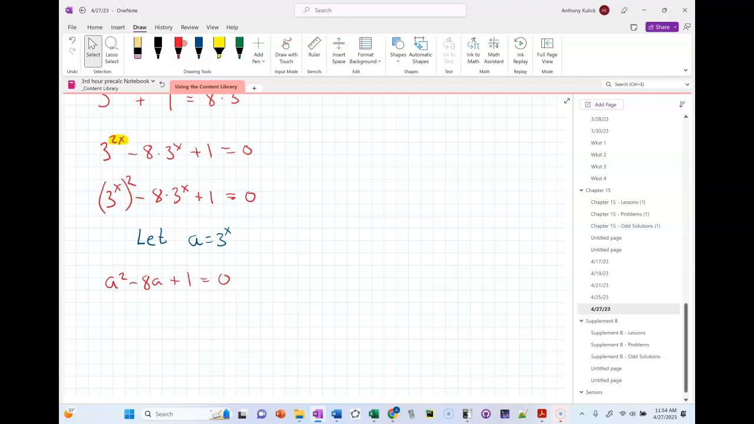None that I can think of. What should you do if you can't factor it? I would use the quadratic equation, yes, or the quadratic formula. So a equals negative b plus or minus the square root of b squared minus 4 times a times c, all over 2 times a.